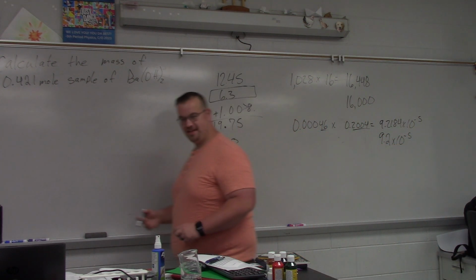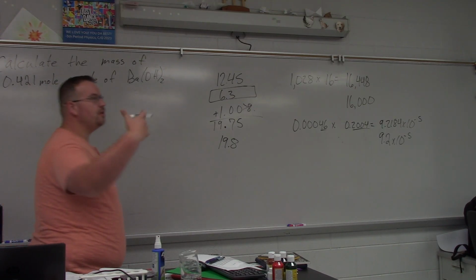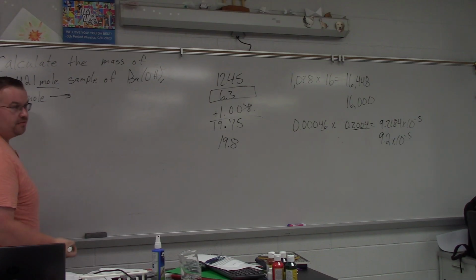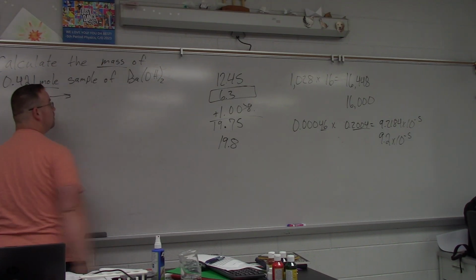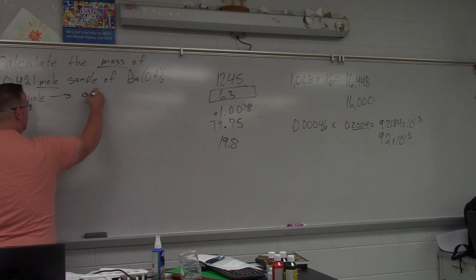You're looking at a mole conversion. So remember with this, you're going to make a plan. Figure out where I'm starting. How do you know where you're starting at? Look at your number, look at the unit. I'm starting at mole. Now determine where we're going to go. Well, what am I asking you to find? Mass. I'm asking you to find mass. So that is going to be grams.